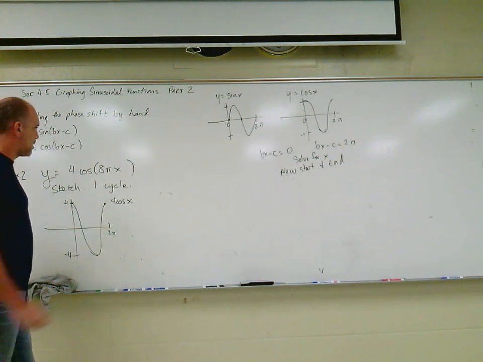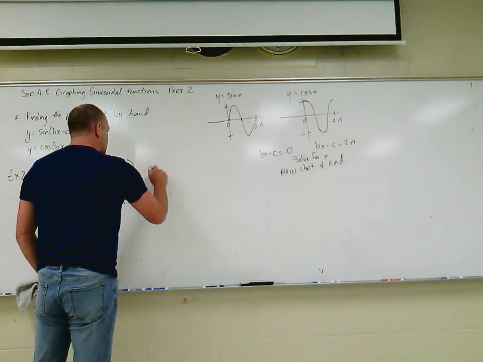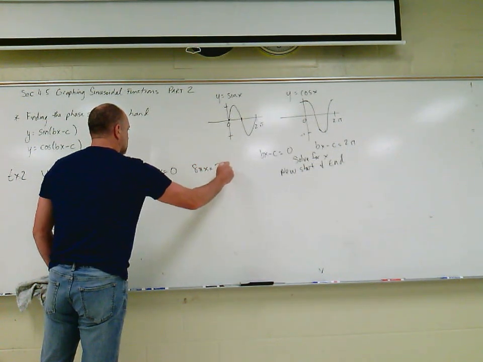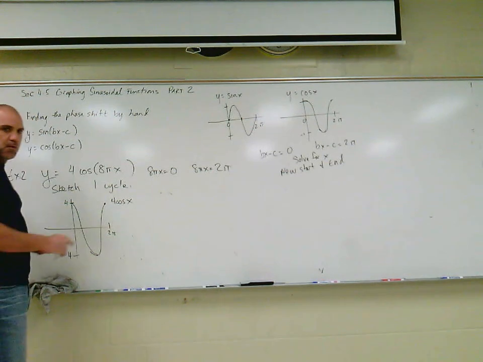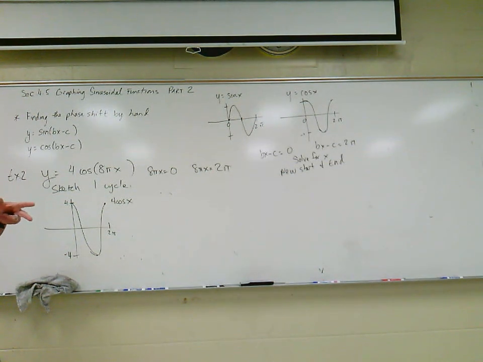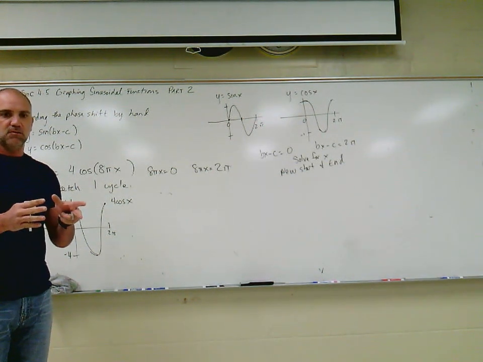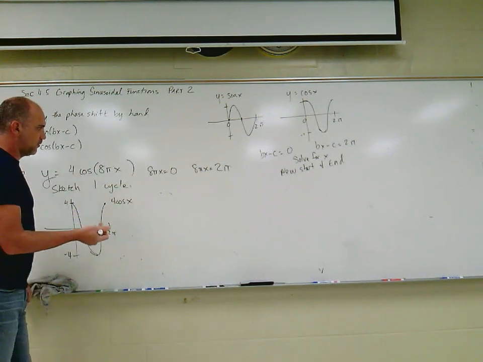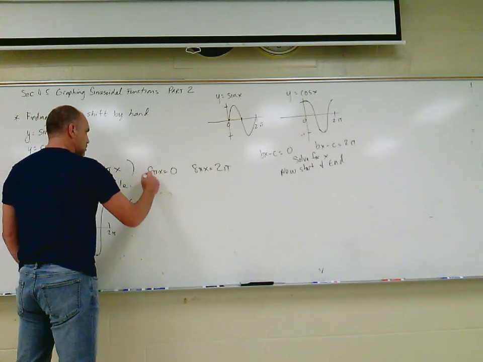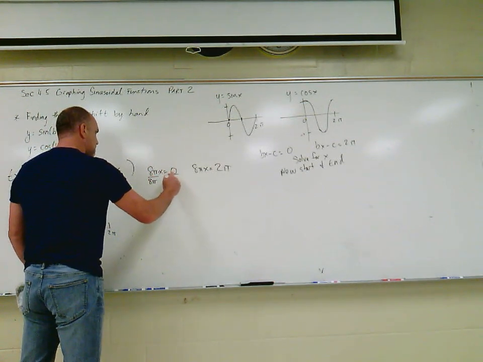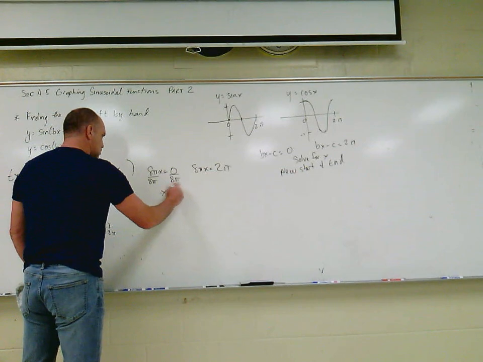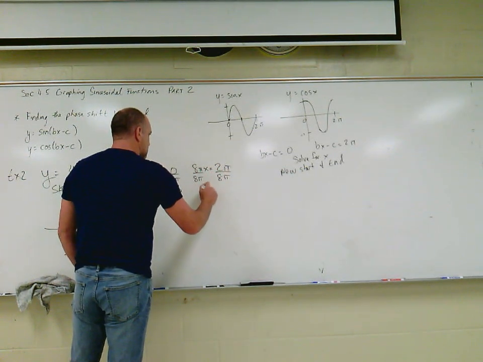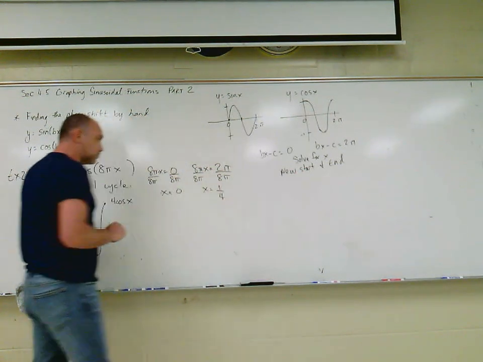Now what do I do with the 8 pi x? I take the 8 pi x and I set it equal to 0, and I take the 8 pi x and I set it equal to 2 pi. Why 0 and 2 pi? Because that's where the original graph starts and ends, okay? So I'm going to solve for x. Well, this is just multiplication. So divide by 8 pi, and I get x is 0. Divide this one by 8 pi, and you get x is 1/4.